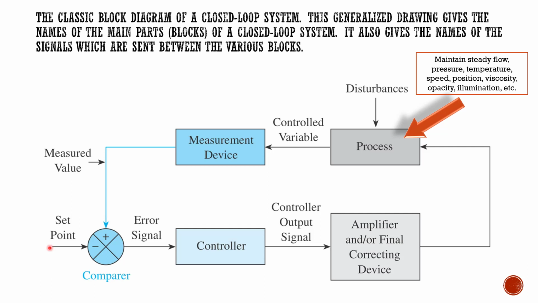And maybe I have that set at 50% light, and I've got a process which is light, and I've got a measuring device that measures the light, and this tells me how much light I have. Do I have the right amount of light to where I want it to be? So let's make this a little bit different.